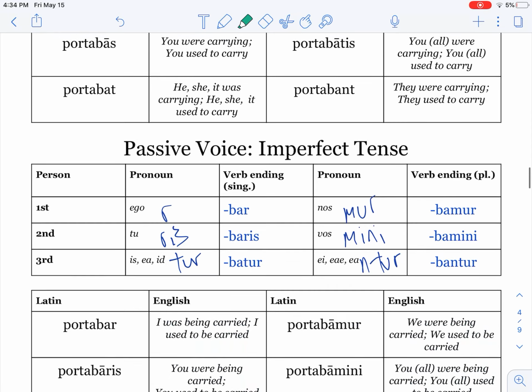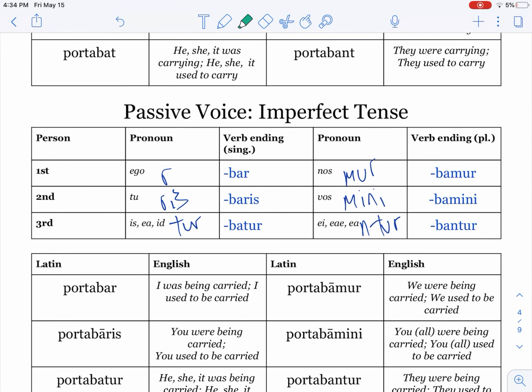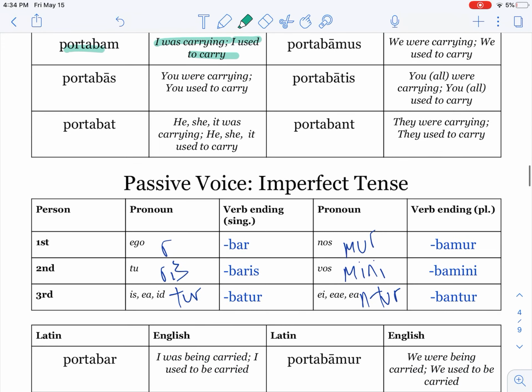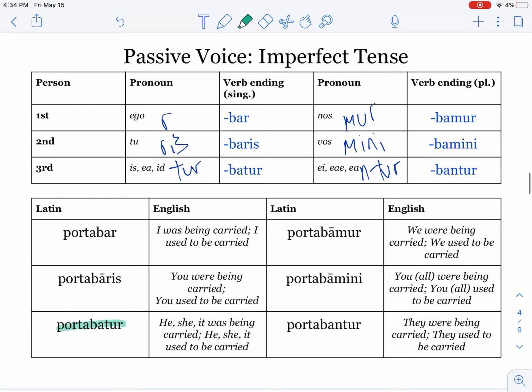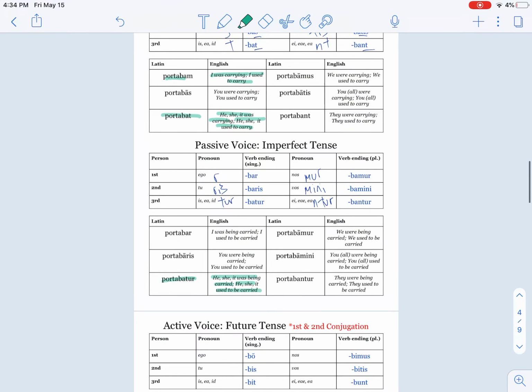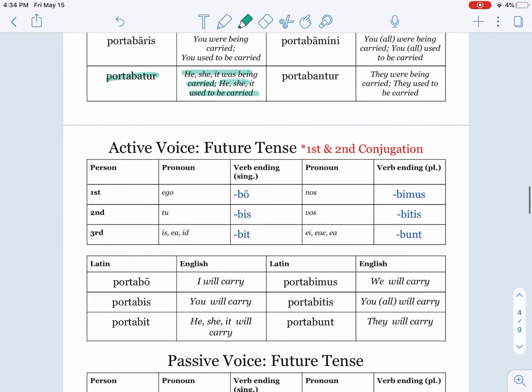And then in the passive, what I've seen before as my passive present endings, I saw or, ris, tur, mur, mini, ntur, and now we put ba in front of them. So ba plus or is bar. Ba plus ris is baris. So bar, baris, batur, bamur, bamini, bantur. That's a tongue twister. So portabat, for example, means he, she, it was carrying, or he, she, it used to carry. Portabatur is he, she, or it was being carried, or he, she, or it used to be carried. So that's the passive voice.